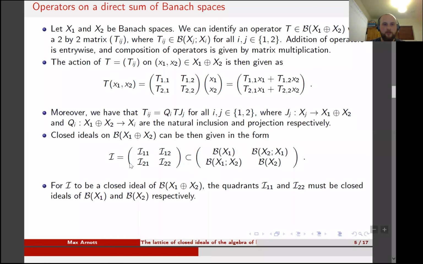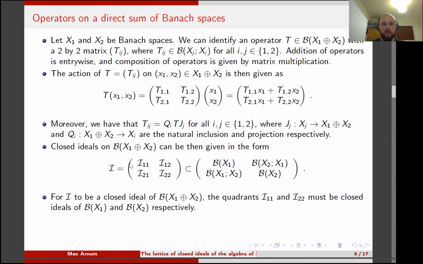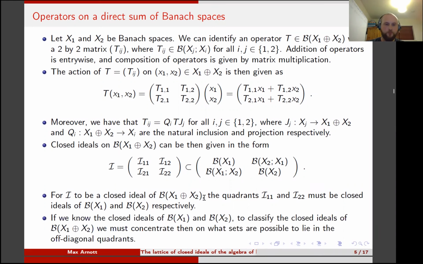Now, something that's quite easy to prove is that in any closed ideal on the bounded operators of a direct sum of Banach spaces, the first and fourth quadrants have to be closed ideals of their respective spaces of bounded operators. So given that for the spaces we're working with we know their full lattices of closed ideals, we know what the possibilities for I11 and I22 can be. And for that reason, we're mainly focusing on what can be in the off-diagonal quadrants.